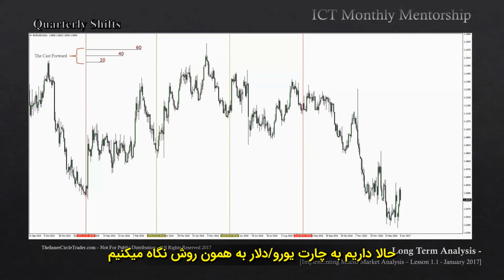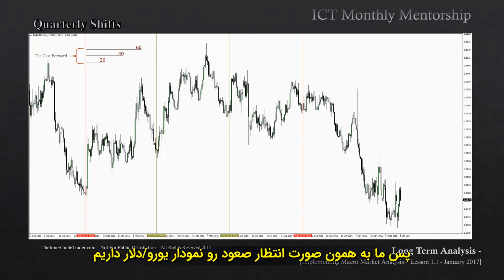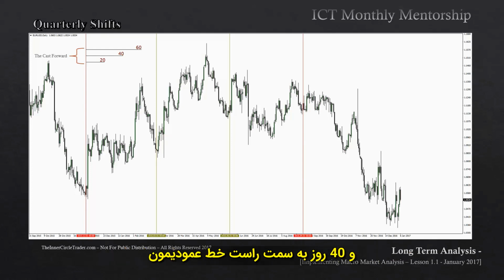Now we're looking at the euro dollar in the same way, but obviously, like we mentioned earlier, the US dollar is going to be inversely related to the euro dollar. If we're expecting bearishness on the dollar index, we would be expecting bullishness on the euro dollar. So in the same way, we're going to add 20 days to the right of our 2015 December 1st, 40 days to the right of that vertical line, and then we're going to add 60 days to the right of that line.